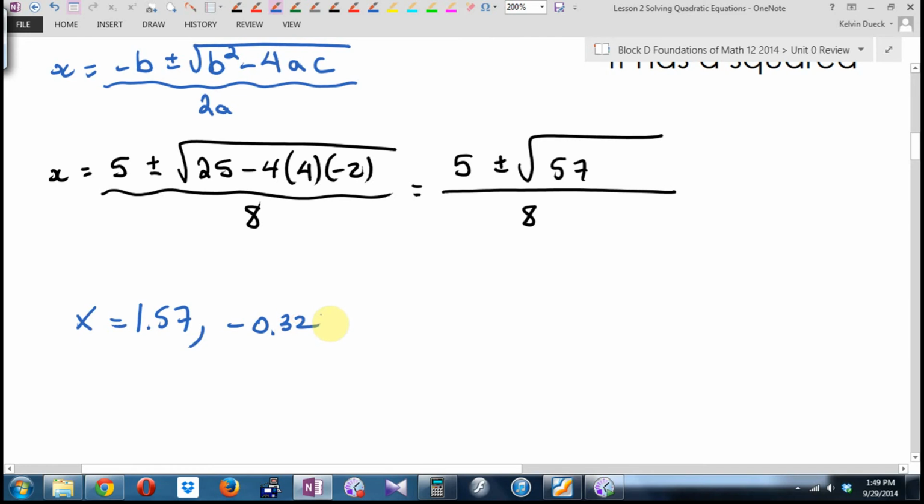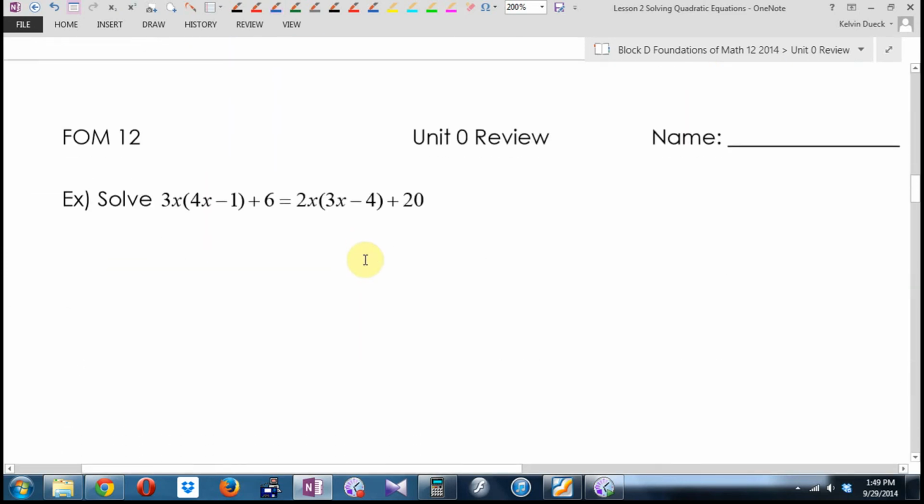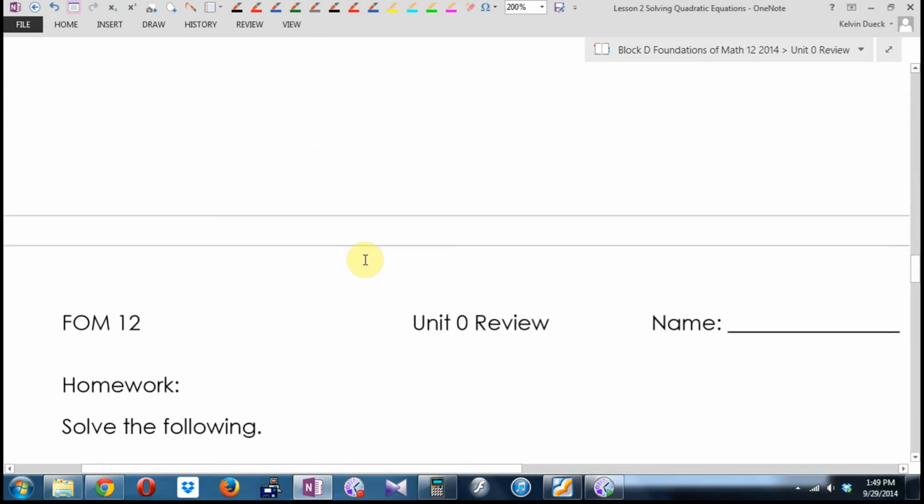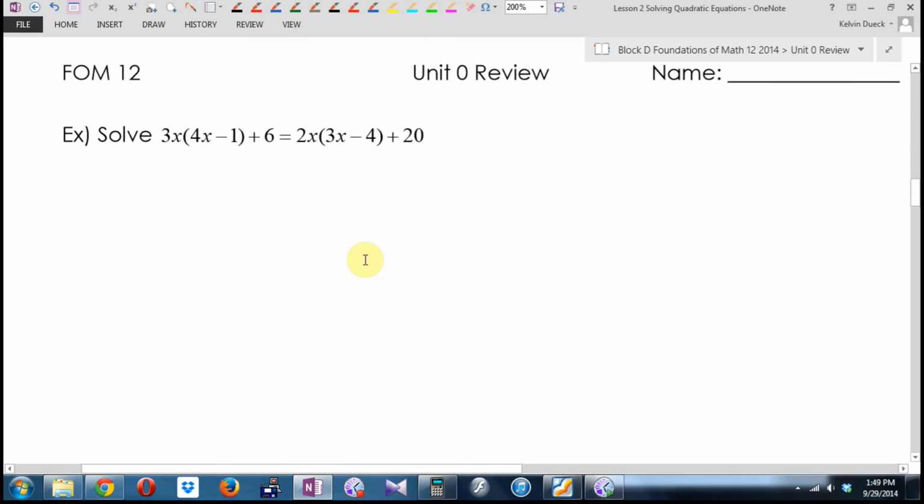We'll talk about how you can do this in one fell swoop in your solver in a second, but in the homework, this is what I'll be looking for. Turn the page. 2 more, we're done.